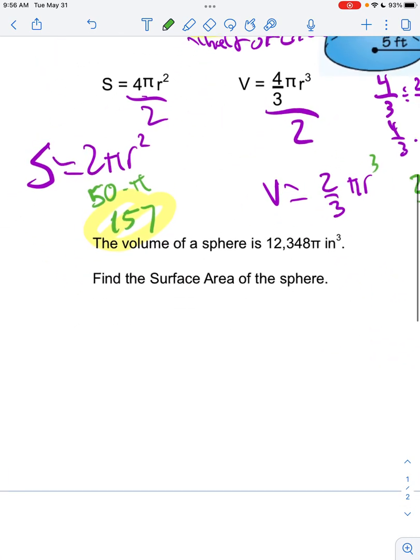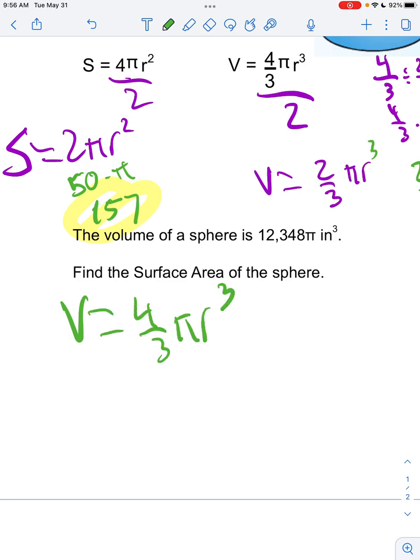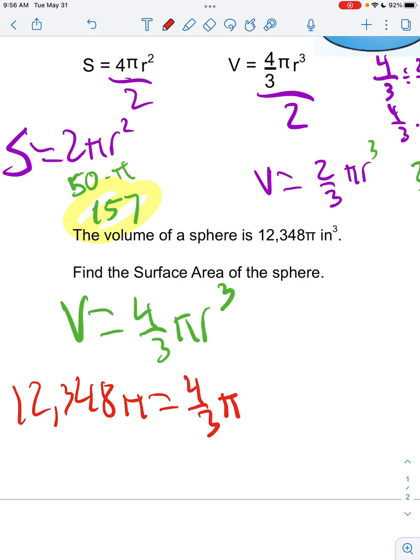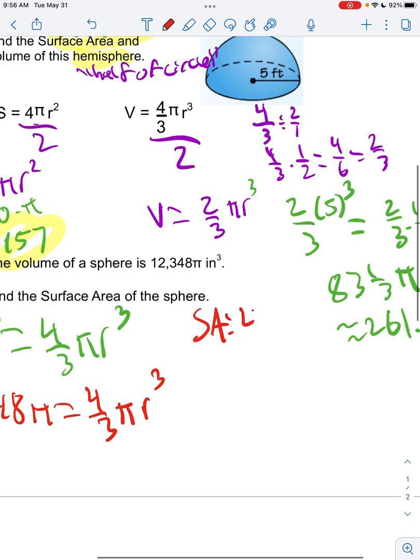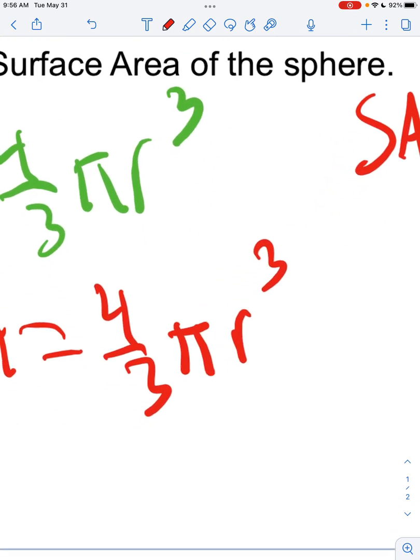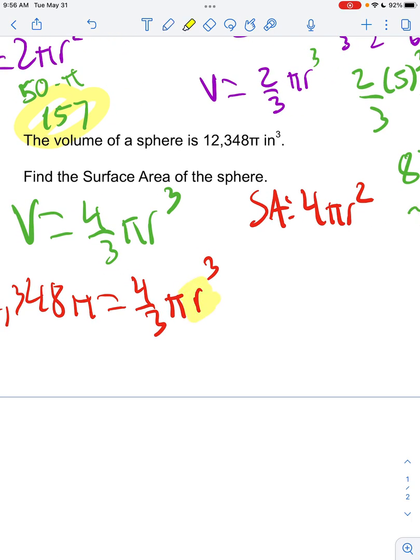The volume of a sphere. So again, this time I'm given the total. So my volume, 4/3 pi radius cubed. Plug in what I know, that it equals 12,348 pi. I'm trying to find the surface area. So what I need for my surface area formula is radius. So we have to work backwards from here to find the radius.